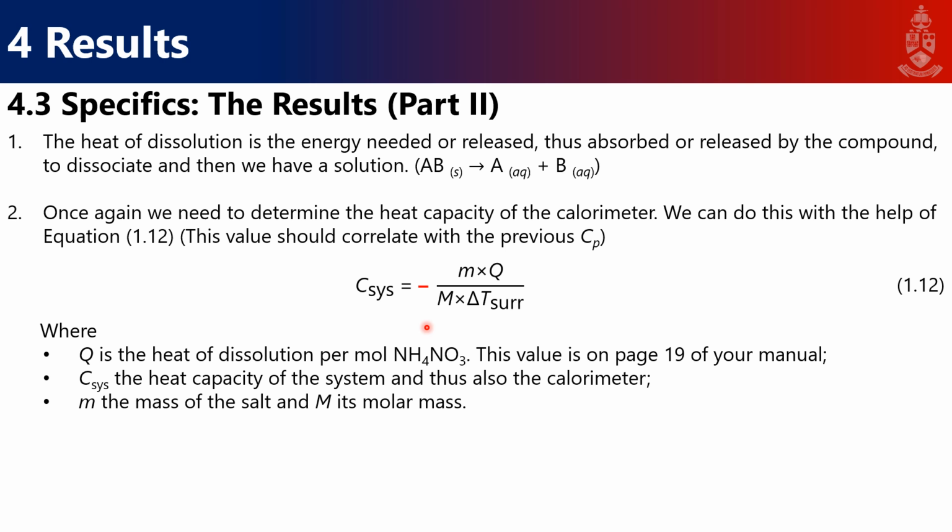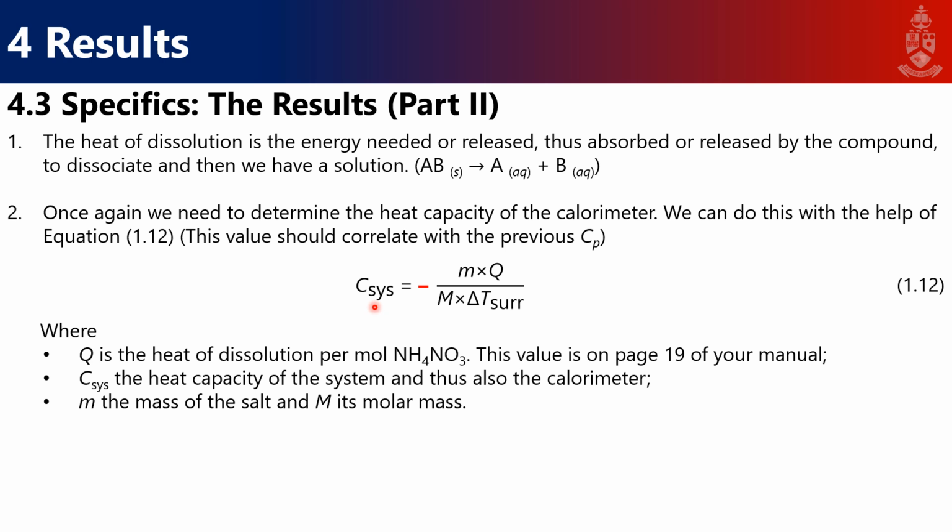The reason we do it is that we need to determine it for the specific method again, and see if there were any changes during the whole experimentation, because we've done a lot to the system since we started the day. For that, we're going to use equation 1.2, where Q is the heat of dissolution per mole of ammonium nitrate, which we give to you on page 19. M is the mass of the salt, which we also give to you, along with the molar mass of ammonium nitrate, and delta T is what you measured. I'm quite sure you'll be able to figure out what delta T is, and then you plug it in there, and then you have the heat capacity.